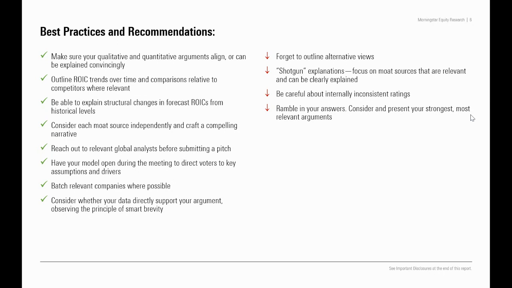Fourth, make sure to consider each moat source independently and craft a compelling narrative. So, moat sources should stand alone. If I'm pitching a company that has a brand intangible asset and a cost advantage, the cost advantage should hold up absent the brand intangible asset and vice versa. This is something that frequently gets violated with what analysts like to call secondary moat sources or contingent moat sources, and that's technically not part of our methodology. So again, should be able to stand alone, even if one is more important than the other.